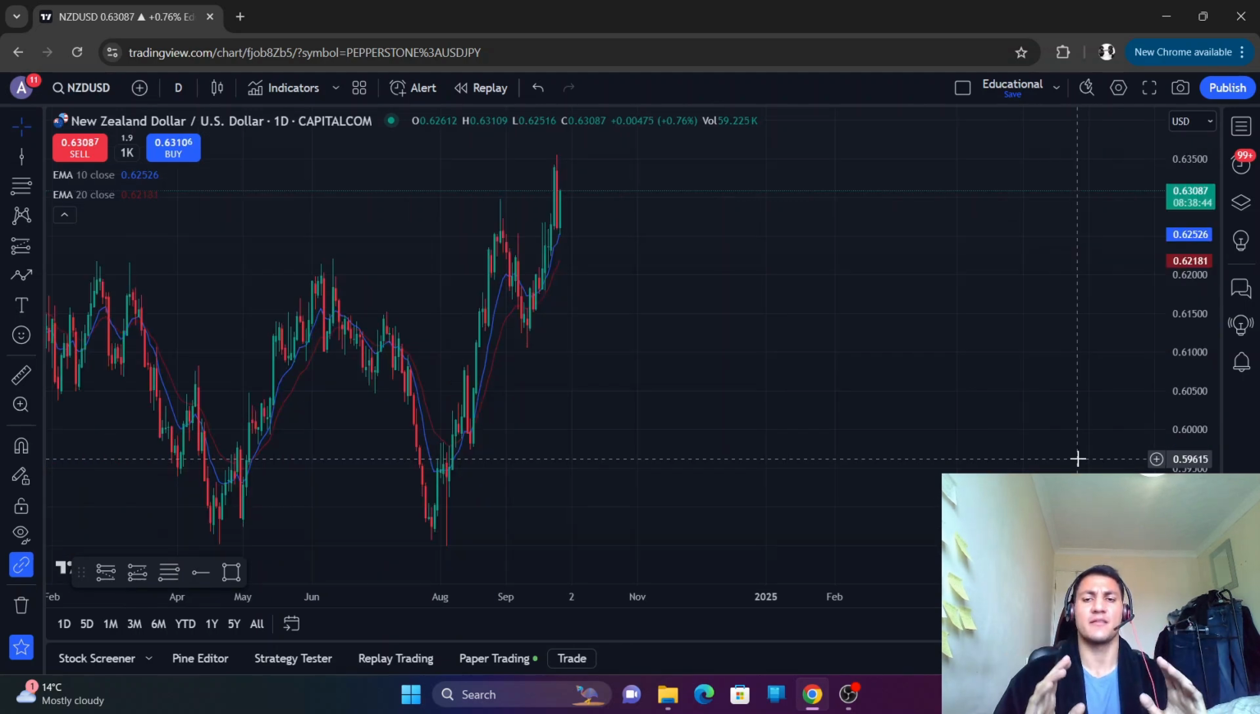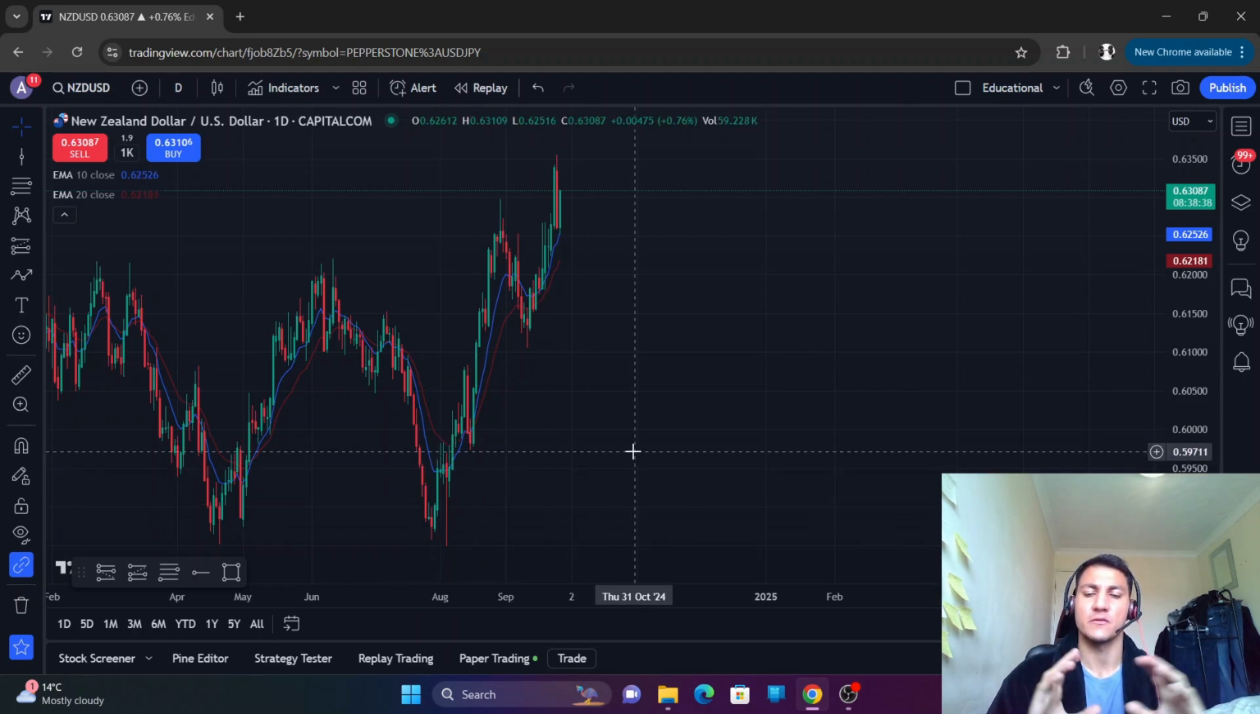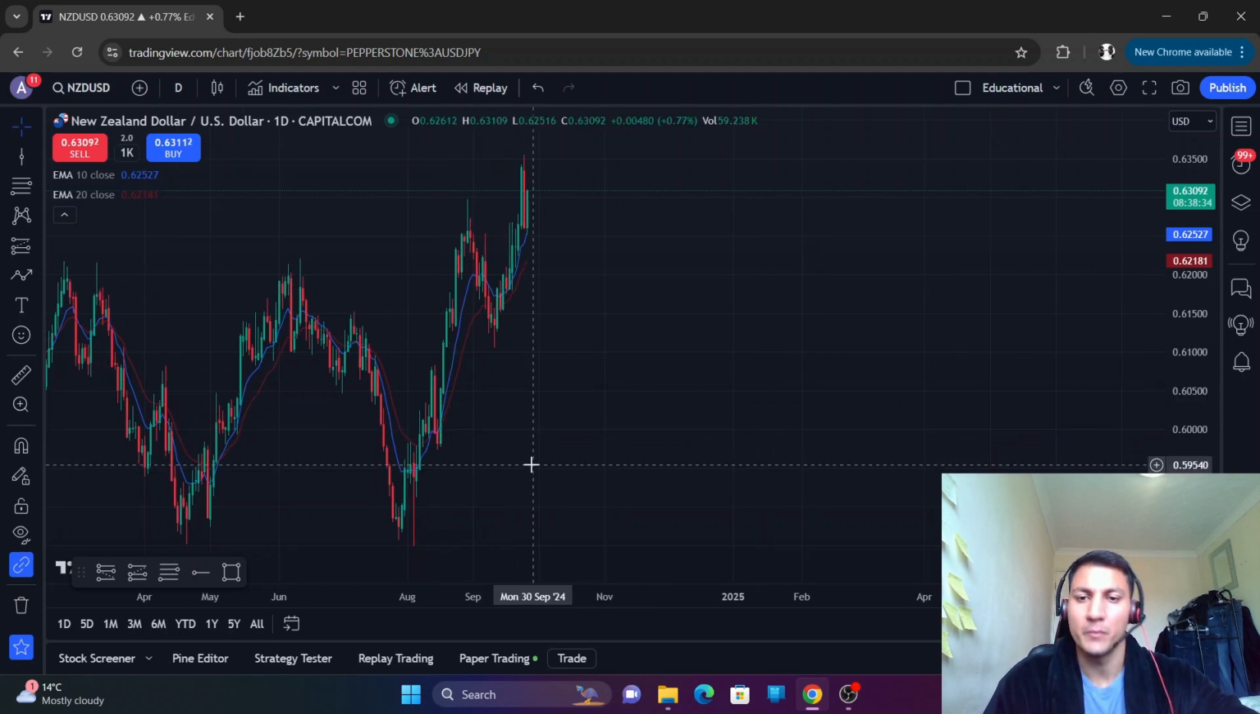Okay, and for our second setup, it's very, very similar to what we've just done. But instead of entering on the daily chart, we're going to use it as like a filter for our bias, right? So as soon as the blue line crosses the red line, we're bullish. And we're only going to look for longs. And we're going to do it on the 4-hour chart, which is my favorite chart.